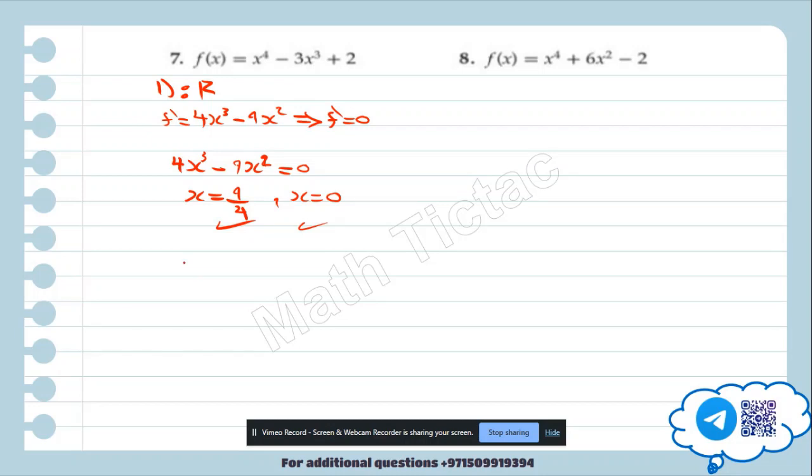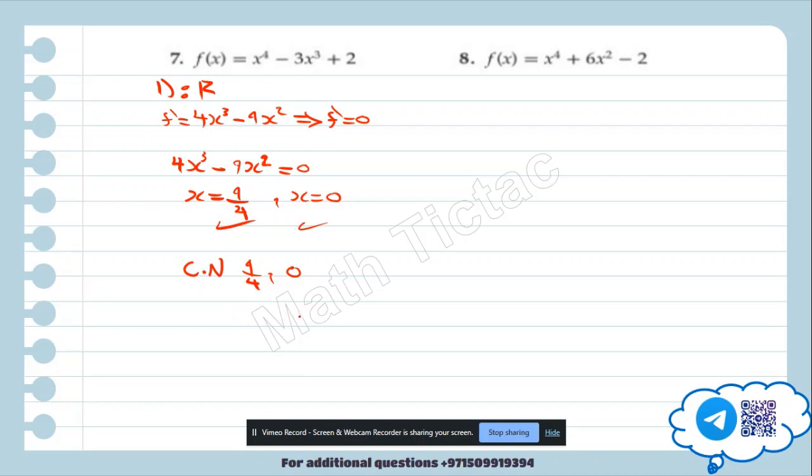Then after that I will say the critical numbers are 9 over 4 and 0. Now if they asked you about finding the point, for example they asked you to find the critical point, you can directly substitute 9 over 4 in the original function and find the y value, and the 0 in the original function and find the y value as well.